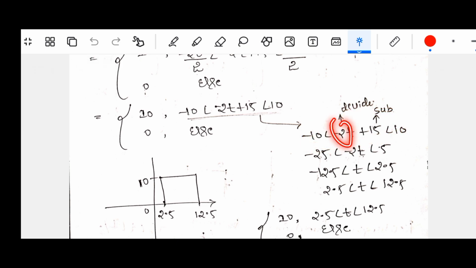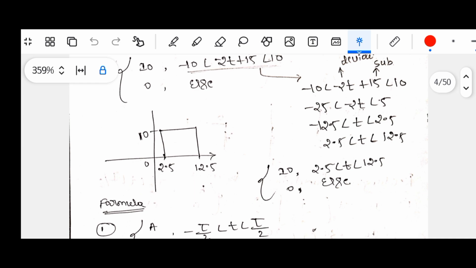We have to subtract 15 and divide by minus 2. So first subtract 15 from minus 10 and from 10. We will get minus 25 less than minus 2t less than 5. Then divide by minus 2: 25 by 2, the answer will be minus 2.5 less than t less than 12.5. If we plot this, we will get positive values, minus 2.5 less than t less than 12.5.